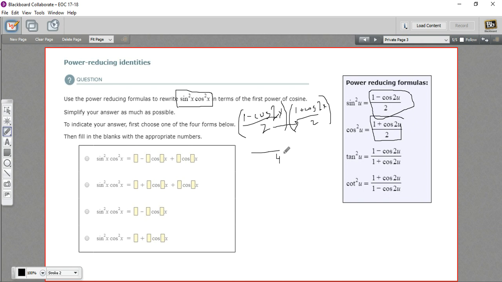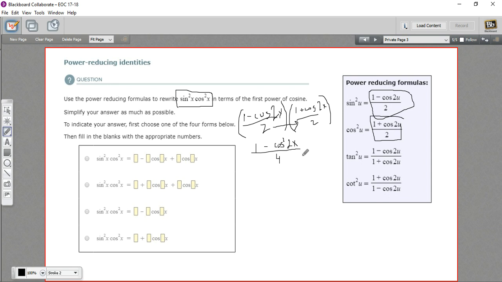The top, well, you could FOIL that out. There are two binomials there. Or you could notice that these are conjugates. So 1 minus the cosine of 2x times 1 plus the cosine of 2x is going to give us a difference of squares. So this is going to be the first term squared, 1 squared, which is just 1, minus the second term squared. And the cosine of 2x squared is cosine squared of 2x.